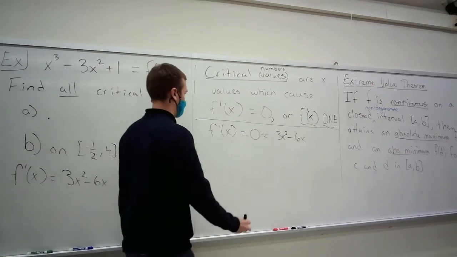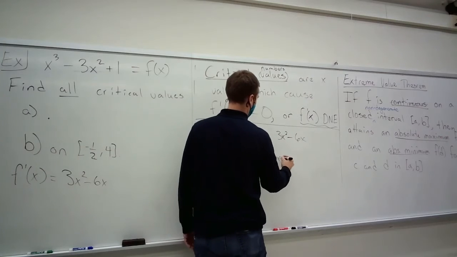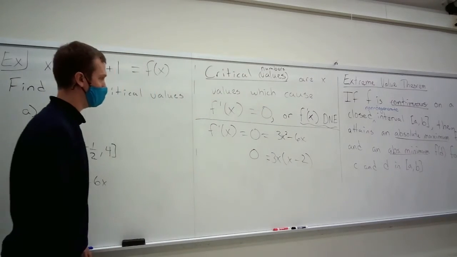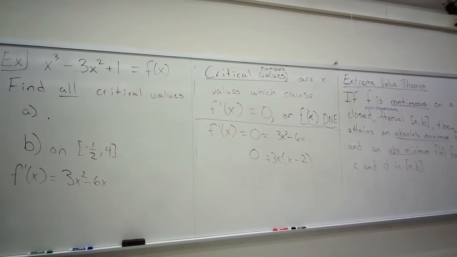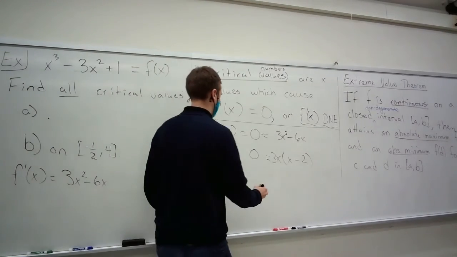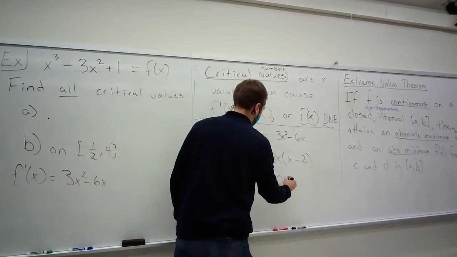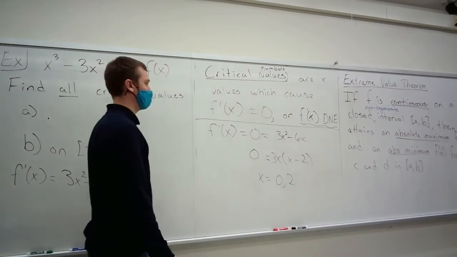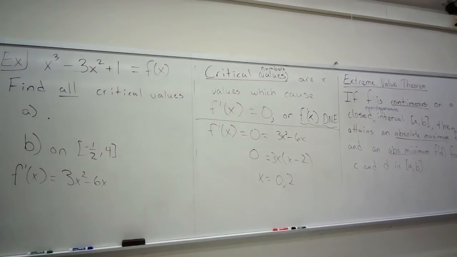Usually this boils down to factoring. We're coming up with some knowledge of our function, like it's a sine or trig function. So the critical values for this function, all of them, are 0 and 2.